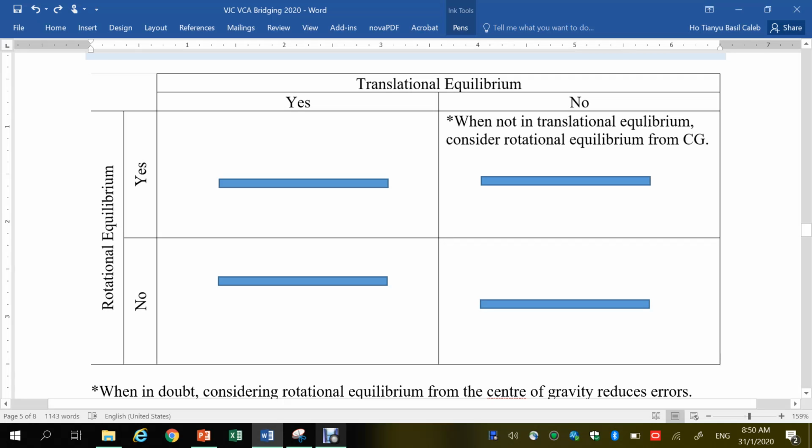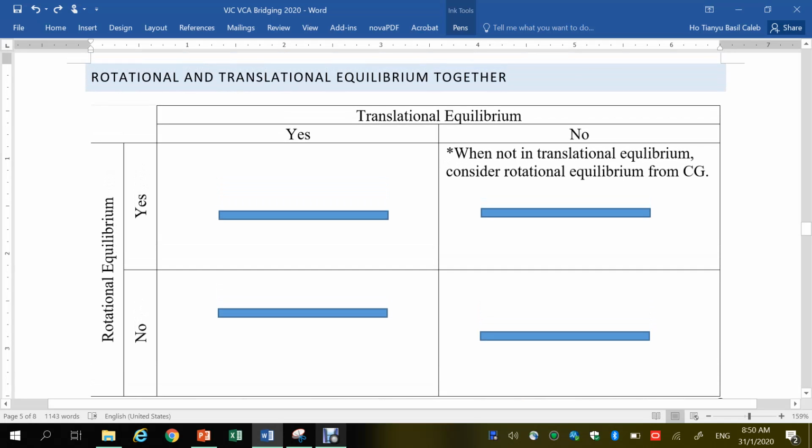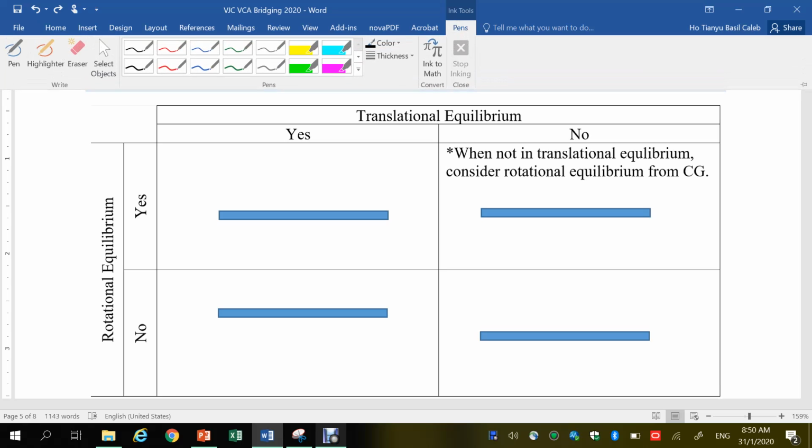Now that we have a better understanding of translational and rotational equilibrium, let's look at all of them together. One of the common misconceptions of students is that they think that both can either exist together or both don't exist together. Well, that is not true. In fact, all four situations are possible. And let's look at that.